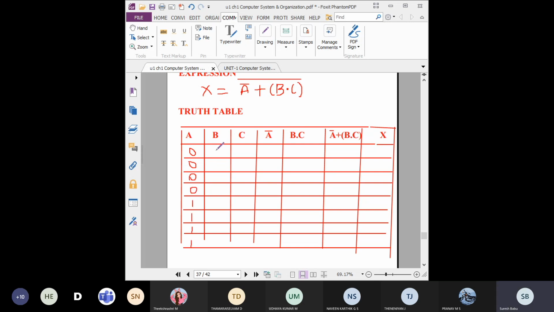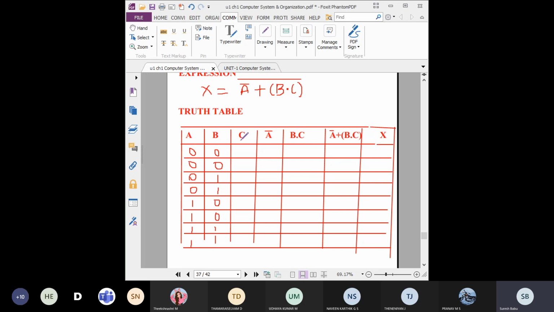Then for B, how to write: consider this A, how many zeros are there? 4 zeros. So make it half. First 2 zeros you write 0, next 2 you write 1. Like this you repeat for the 1s also. So 0 0 1 1, 0 0 1 1.